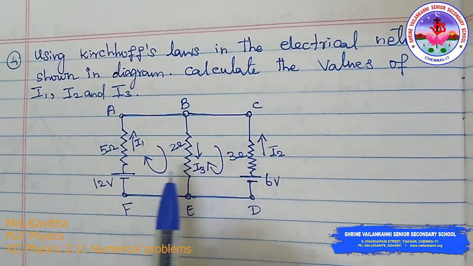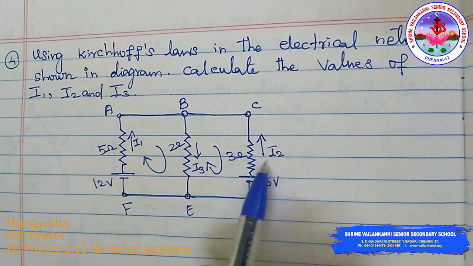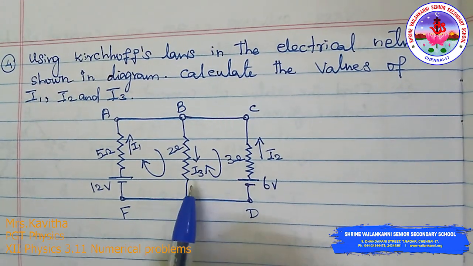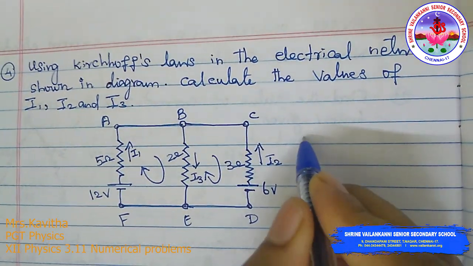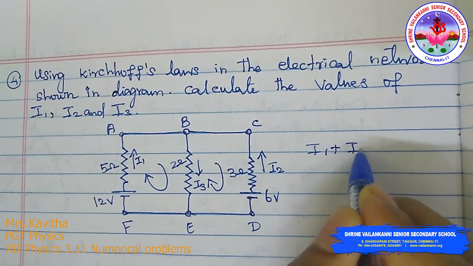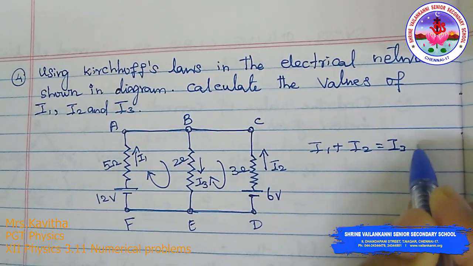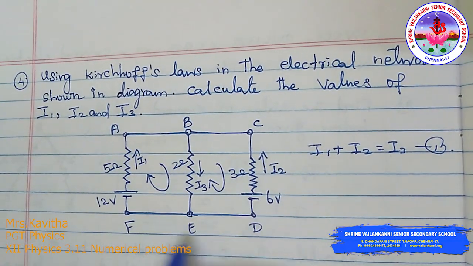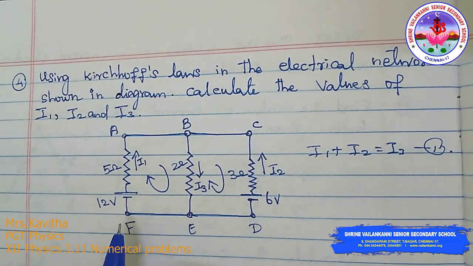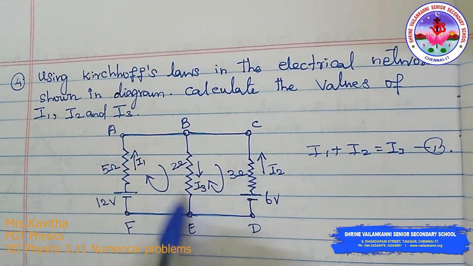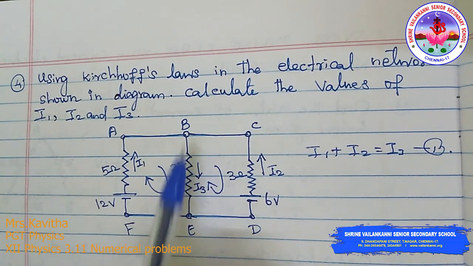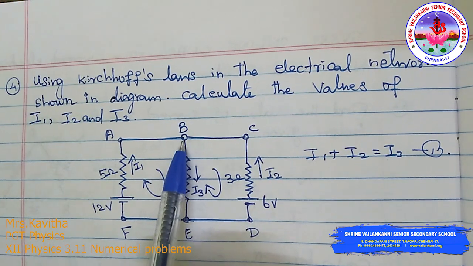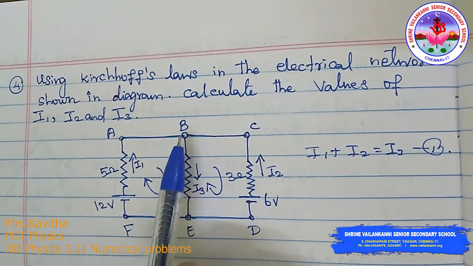By that way, we can get the incoming currents I1 and I2, which are in the same direction, and I3, which is in the opposite direction. So we can take I1 plus I2 equal to I3. This we can take as the first equation. Then by applying Kirchhoff's second law, the loop rule, to the junctions: first we take ABEFA, then second we take BCDEB.